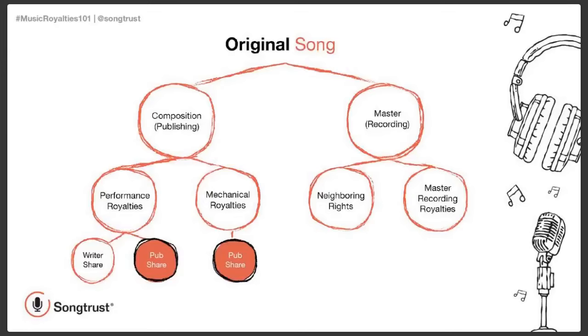And then we have the other side of the song, which is the master recording. These are collected by distributors and labels, and are broken down into neighboring rights and master recording royalties. It gets kind of confusing because a lot of times distributors consider the royalties they're paying out to also be mechanical royalties. Just a reminder that those are completely separate from the mechanical royalties that are generated from your composition. So just being with your distributor and collecting those mechanicals is not enough.